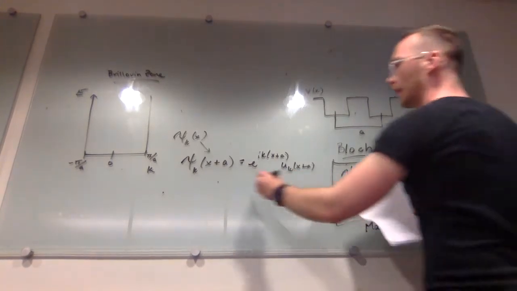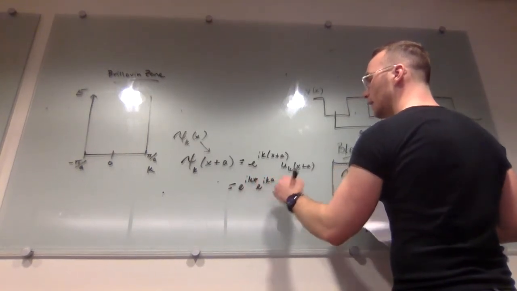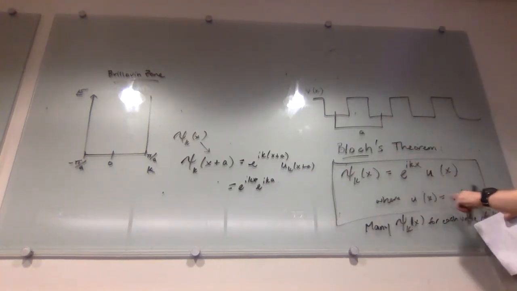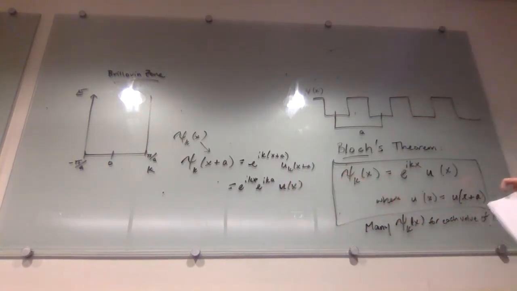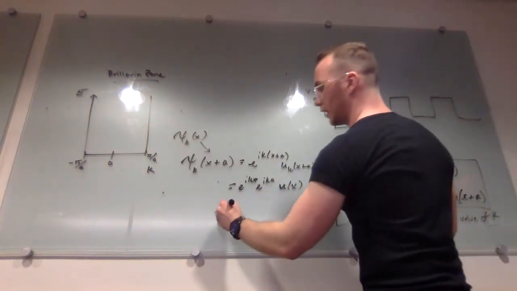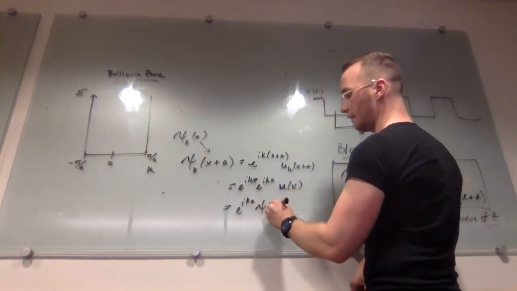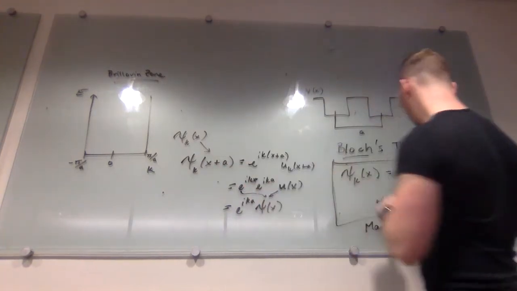Then I get e to the i k x times e to the i k a times u. I know that u of x plus a is equal to u of x, so I can just write this with u of x. Then this is literally just equal to e to the i k a times psi of x.